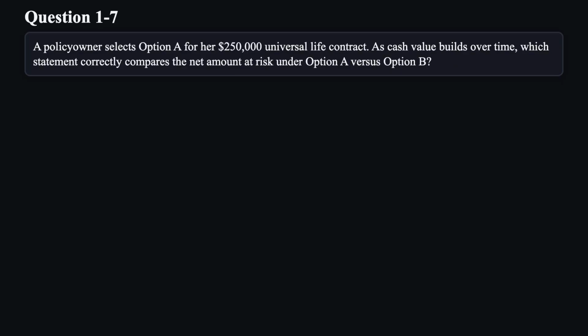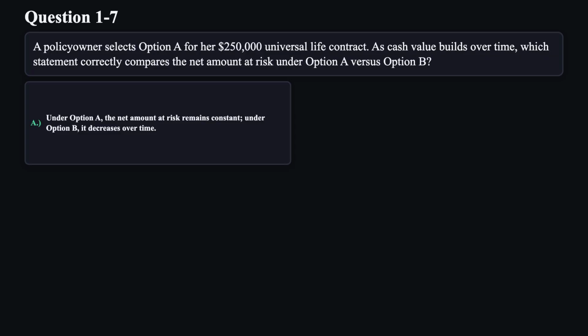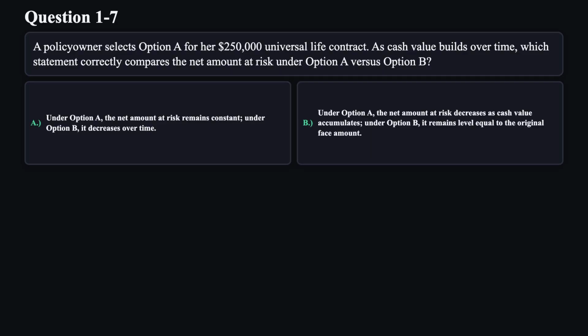Question 7. A policy owner selects option A for her $250,000 universal life contract. As cash value builds over time, which statement correctly compares the net amount at risk under option A versus option B? A. Under option A, the net amount at risk remains constant. Under option B, it decreases over time. B. Under option A, the net amount at risk decreases as cash value accumulates. Under option B, it remains level equal to the original face amount.